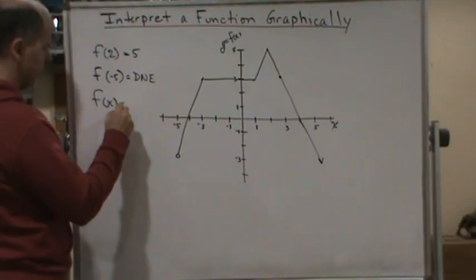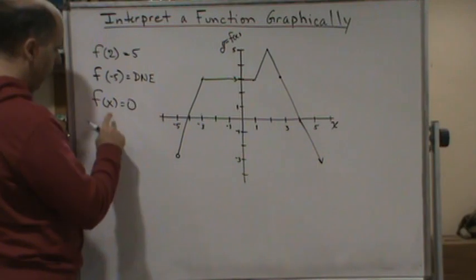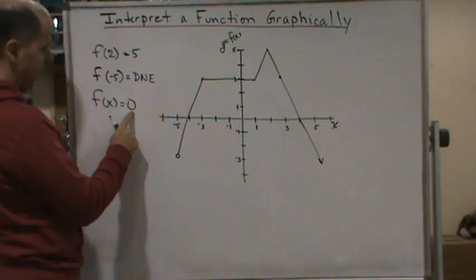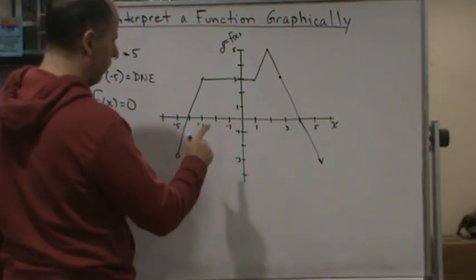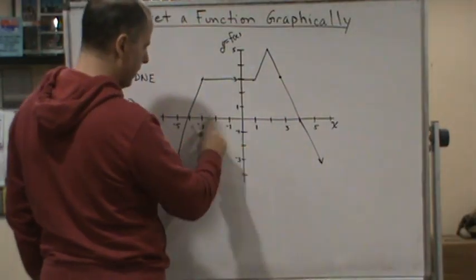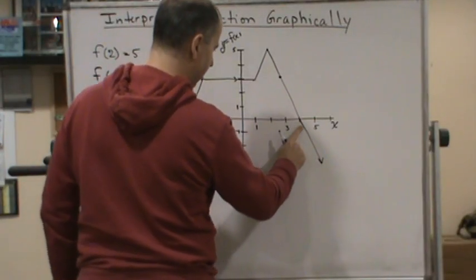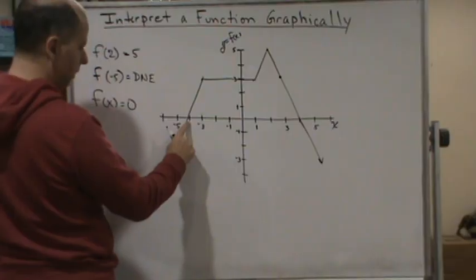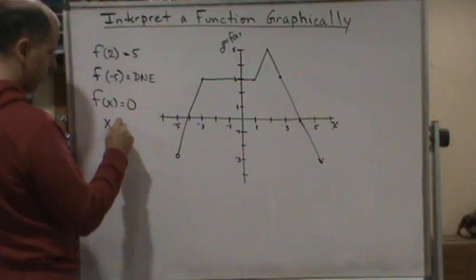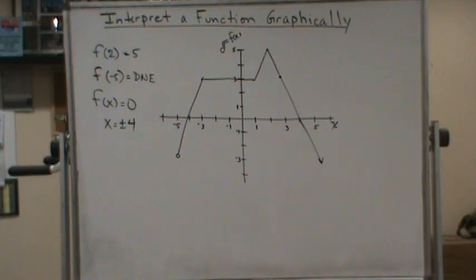Now, what about this? f of x equals 0. So this is telling us what is the value of x when f of x is equal to 0. So where is this equal to 0? So the graph, when f of x is 0, that means it's crossing the x-axis. So it crosses here at 4, and it crosses here at negative 4. So that would mean that x equals plus or minus 4, based on the graph.